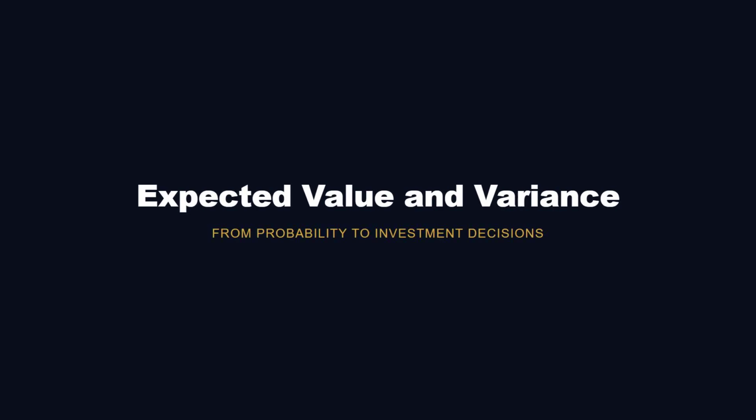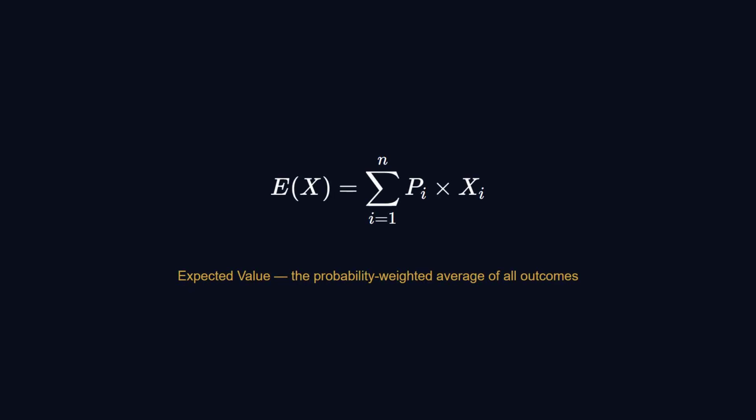Part 6. Expected value and variance. From probability to investment decisions. The expected value is the probability weighted average of all possible outcomes. E of x equals the sum of each outcome times its probability. P1 times x1 plus P2 times x2, and so on. This is not the outcome you expect to observe most often. It is the long-run average if you could repeat the experiment infinitely.